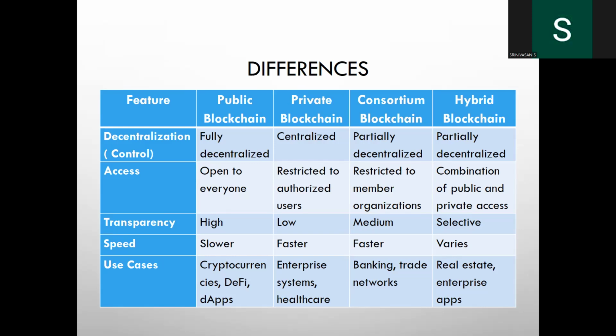And public blockchain is very slow in terms of transaction throughput. It has very poor transaction throughput compared to the other blockchains. Regarding the use cases, cryptocurrencies, DeFi as well as the apps mostly use the public blockchains, and enterprise systems and healthcare applications use private blockchains, and banking and trade networks use the consortium blockchains. Real estate and a few enterprise applications are using the hybrid blockchains.